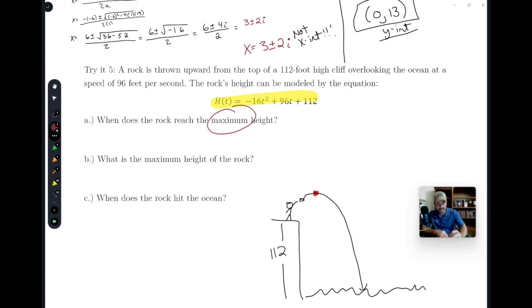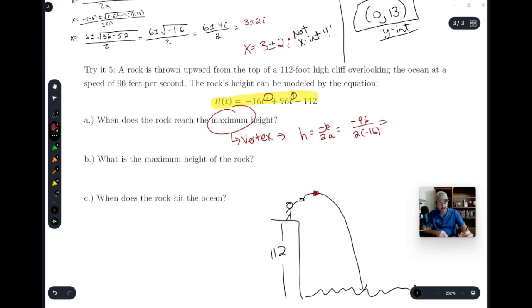Well, that word max indicates something right away, that we're looking for a vertex, right? And we already talked about an equation for the vertex. First thing we're going to do is find h. H is negative b over 2a. And we've got an equation set up already in the right form right here because you've got your squared term, your not squared term, and then your constant. There's a 1 right there. So we're going to go negative 96 over 2 times negative 16, which is going to reduce down to 96 over 32 is 3, positive 3.